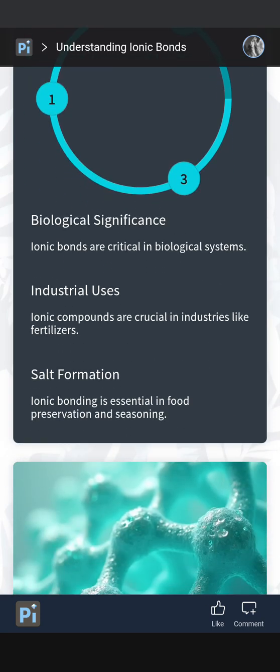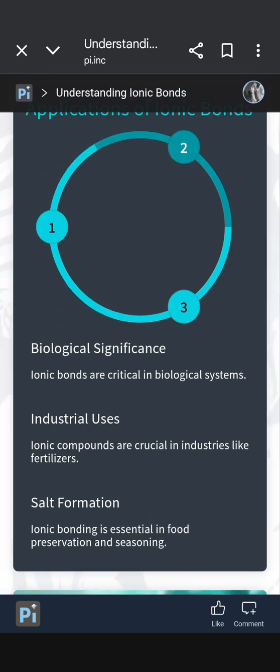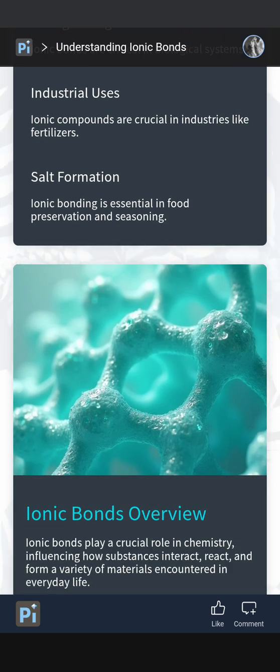Applications. So we have the biological significance. We are using ionic compounds in biological systems, in industries, especially in making fertilizers, and in salt formation for food preservation and seasoning.